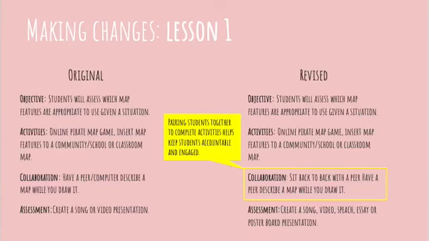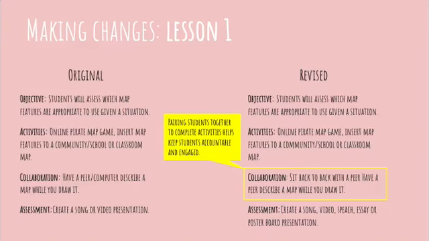So here are some changes that I've made to my course based on those 2 struggling students in my scenario. So this one, the original collaboration plan was to have a peer or the computer describe a map while you draw it. And this one I changed to sit back to back with the peer to describe a map while you draw it.